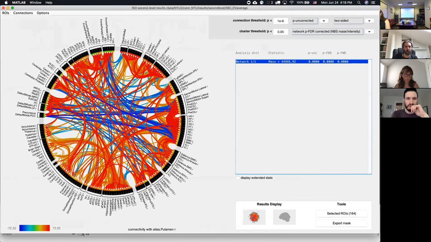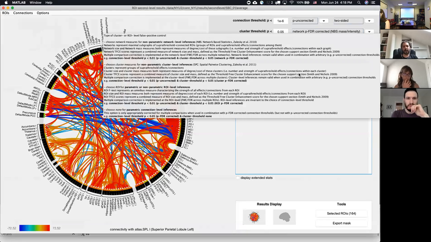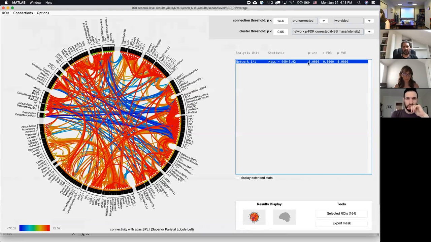So those would form different subgraphs. And those are the different clusters that the network level statistics will show, basically. They will give you a particular statistical value and p-values for each subgraph within your whole network. So those are the three levels of clusters of regions.